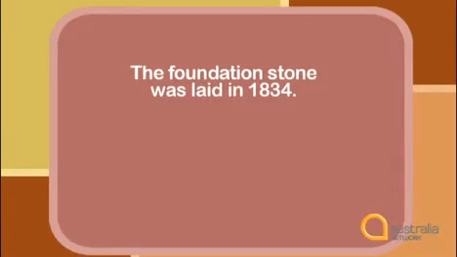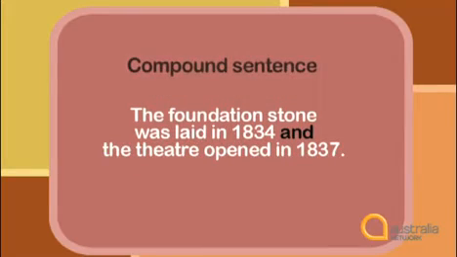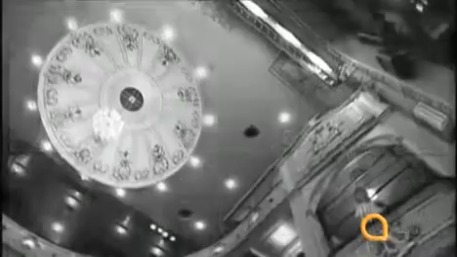But it's best to use a variety of sentence types and not just a list of simple sentences. Listen to this. The foundation stone was laid in 1834 and the theatre opened in 1837. You can join two simple sentences together with and. The two sentences are, the foundation stone was laid in 1834. The theatre opened in 1837. Joining them with and gives you a compound sentence.